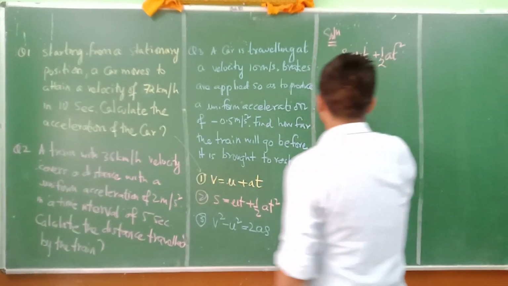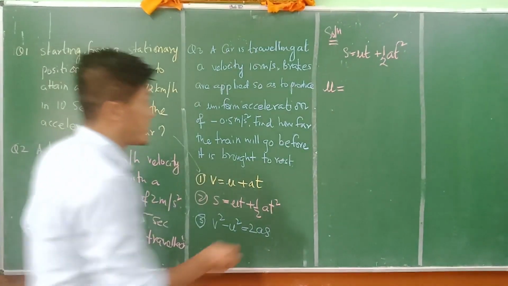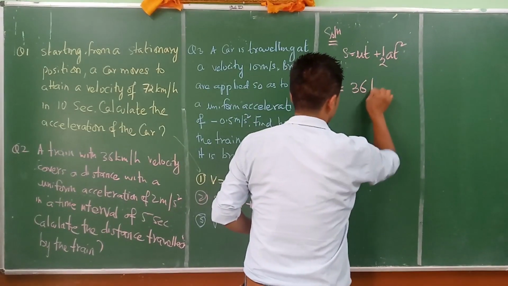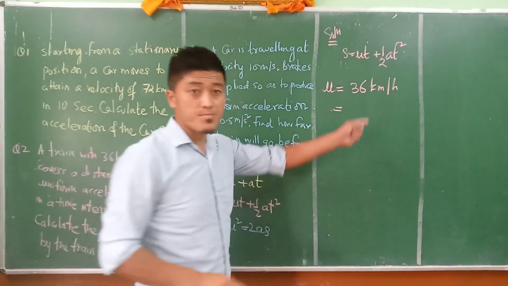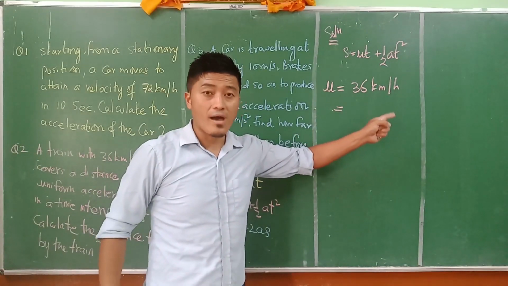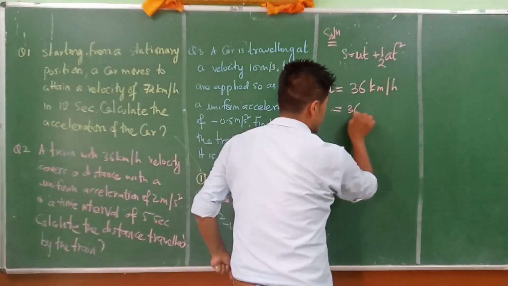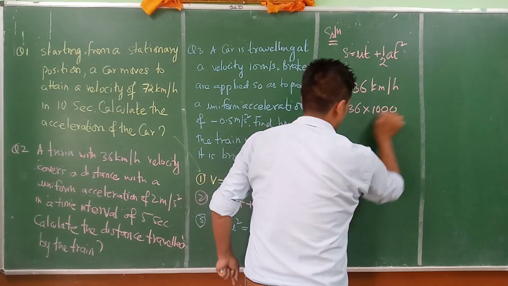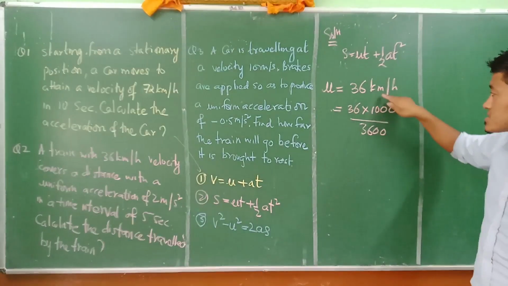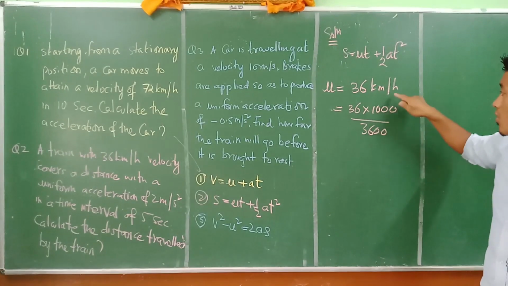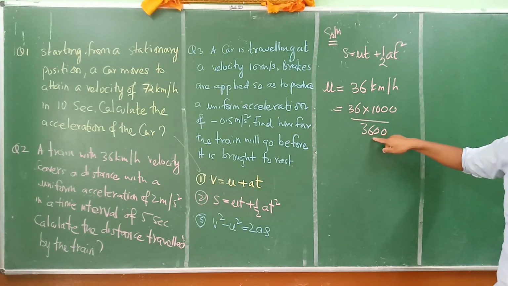Right? So, now we are going to take the U, that is the velocity, is 36 km per hour. Whenever we are converting kilometer per hour, what we have to do, we have to multiply by 1000 and divide by 3600 here. 36 into 1000 divided by 3600. Why 1000? Because in 1 kilometer there is 1000 meter. Why 3600? Because in 1 hour there are 3600 seconds.